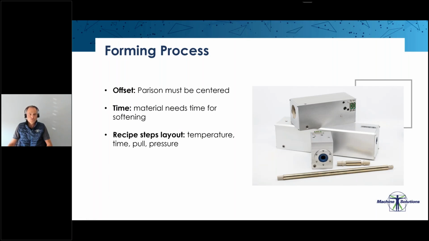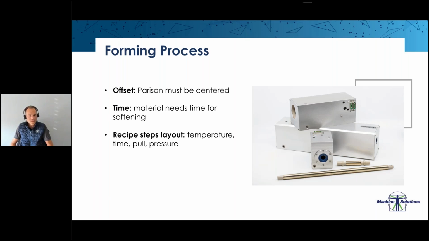Forming process. Let's go to the forming process. We need to offset the parison in the mold. The parison must be really centered in the mold before the forming process. Different materials need different temperatures and time for the material to be soft and ready for the pulling process. This is probably the most important step in the forming process: giving the material enough time and not trying to make a shortcut in that process step. The material needs to be ready to jump, to form a balloon. It needs to be ready for the stretch.